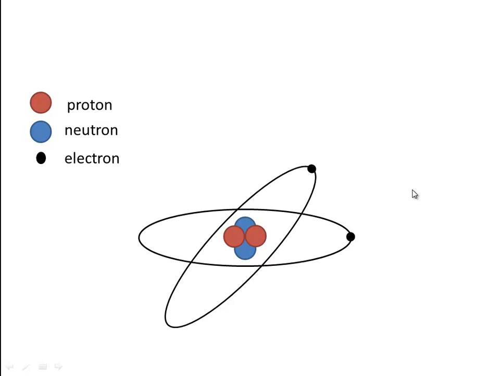Okay, so first, just to set things up, here I have an illustration of a helium atom, and specifically it's the helium-4 isotope. So it's the variety of helium that has 2 neutrons and 2 protons.